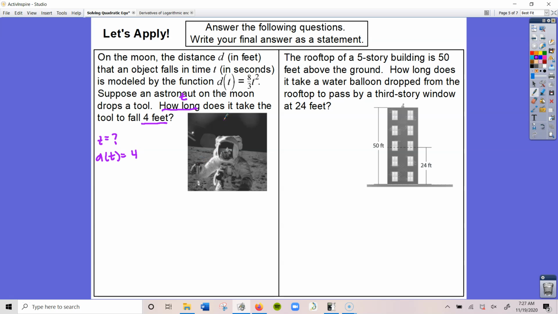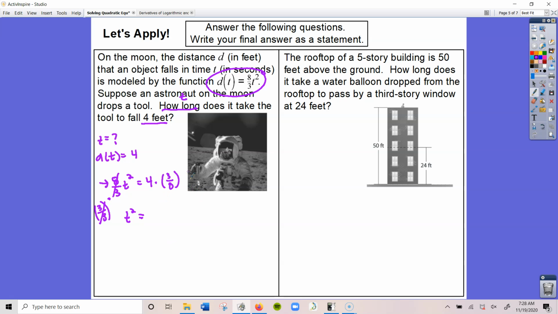So that means that I can take my equation for d of t and I can substitute d of t with 4. So that means that 8 over 3 t squared is equal to 4. Now, if I want to cancel out this fraction, remember that we multiply by the reciprocal of that fraction. So I'm going to multiply both sides by 3 over 8 in order to cancel it out. So now what I have is t squared is equal to 4 times 3 over 8.